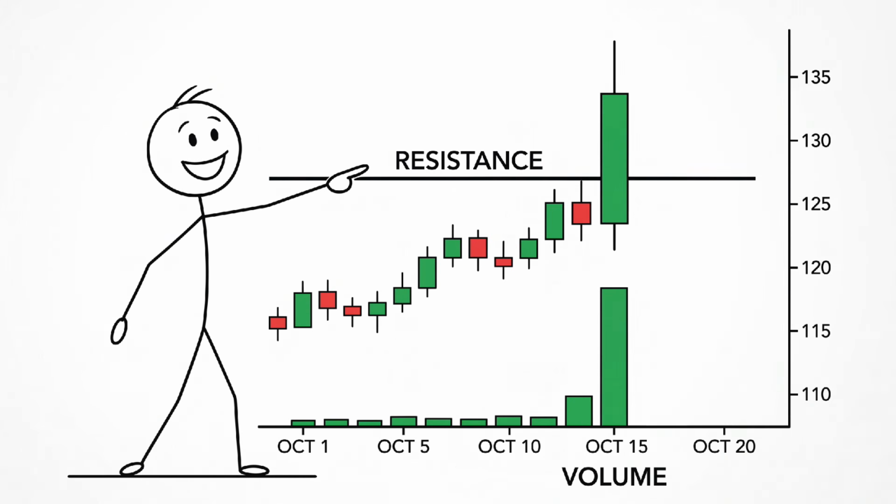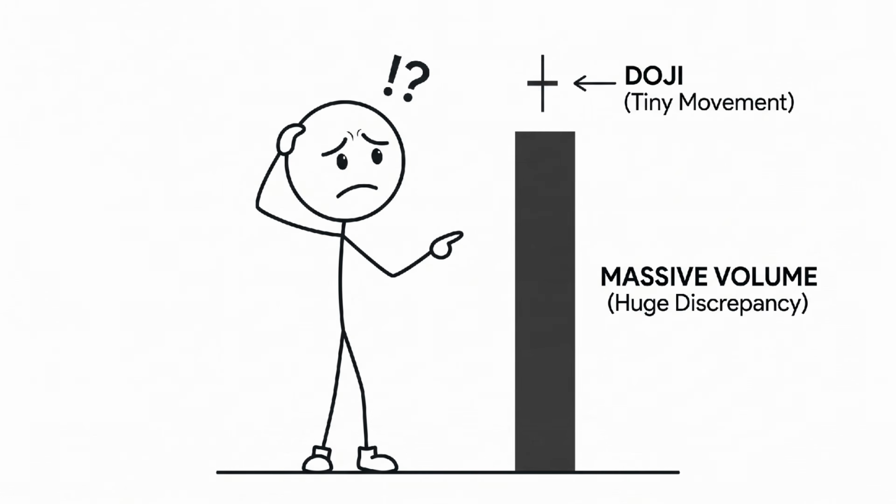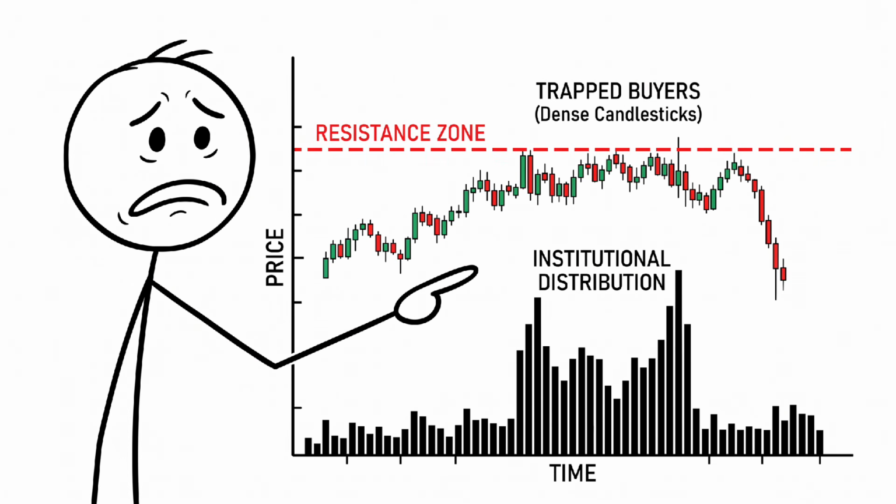For example, volume expands significantly. Price also breaks higher with a strong bullish candle. That tells us buyers are successfully pushing the market higher. Now consider another situation. Volume is extremely high, but price barely moves. That means a lot of effort, very little result.